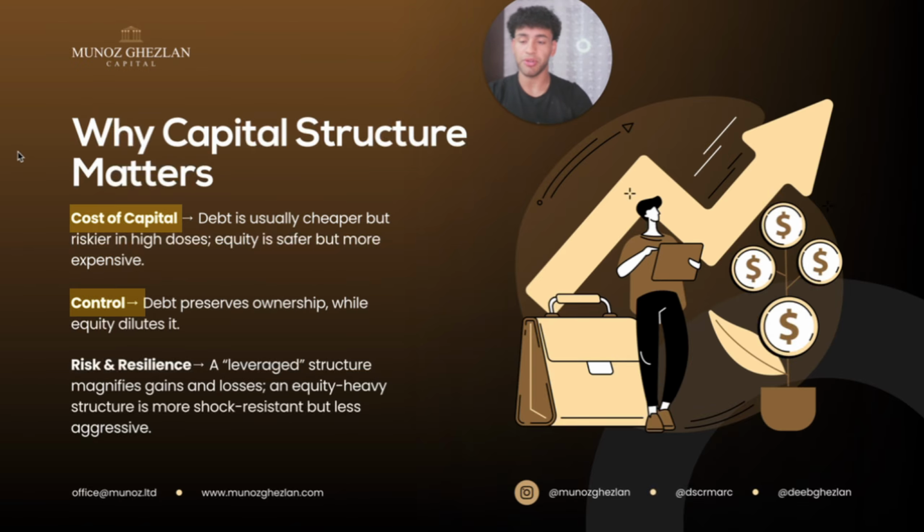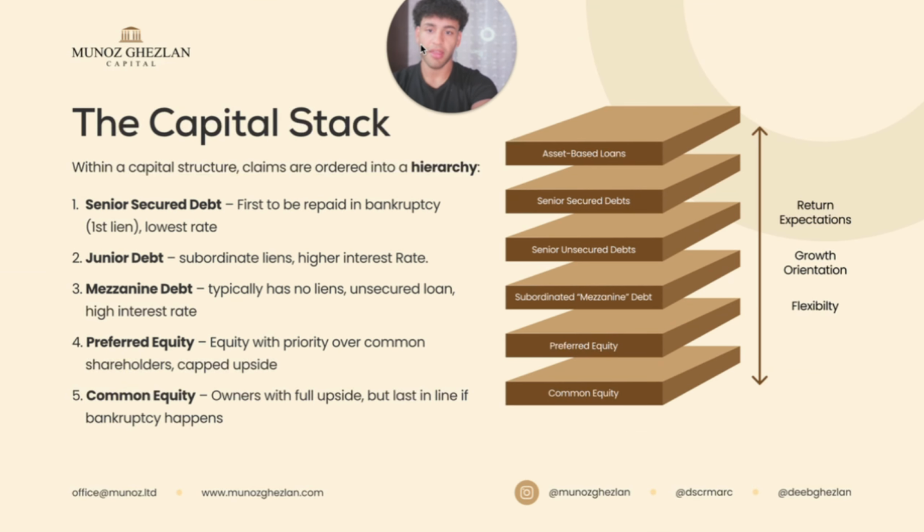Debt preserves ownership while equity dilutes it. A leverage structure magnifies gains and losses. An equity-heavy structure is more shock-resistant but less aggressive. You get less upside potential. And so where is going to be that perfect balance? How can you mix these different ingredients together to optimize a capital structure? That's where this concept of capital stack comes in.